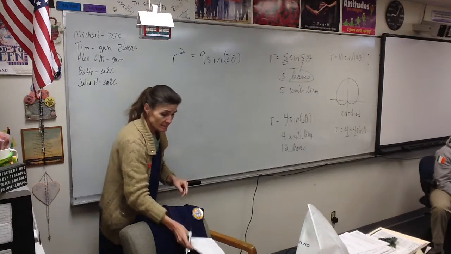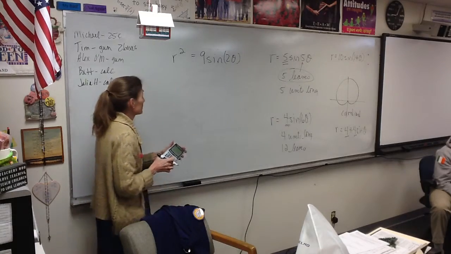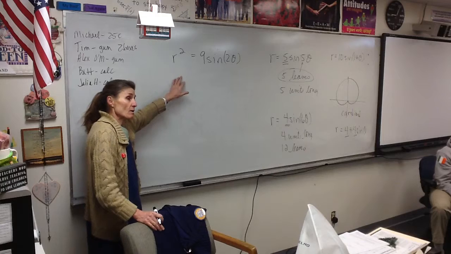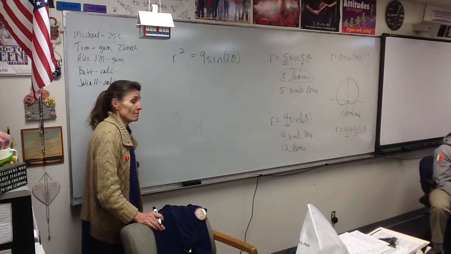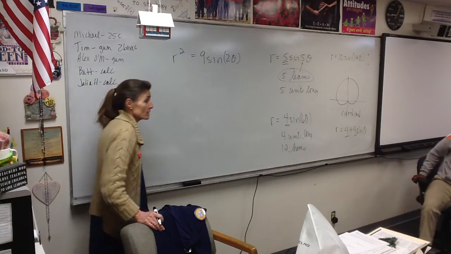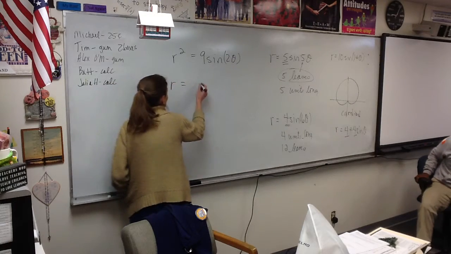This is going to be the last sketch we're going to do right now because we're going to do a couple other things. In order to put this into my calculator to graph it, I have a problem. What's the problem? It's squared. It's R squared, so I'm going to need to take the square root.